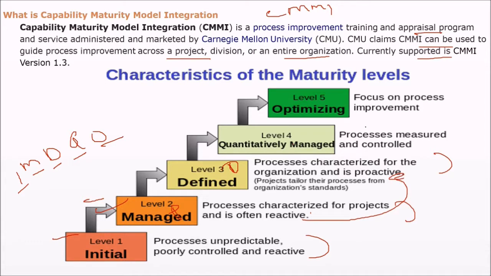Quantitatively managed means processes are measured and controlled by statistical and various other techniques. And optimizing means now the processes are improved using statistics, so they are further improved, optimized with respect to efficiency, performance, etc.